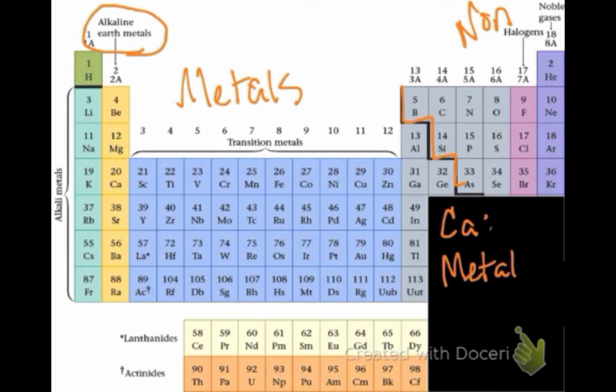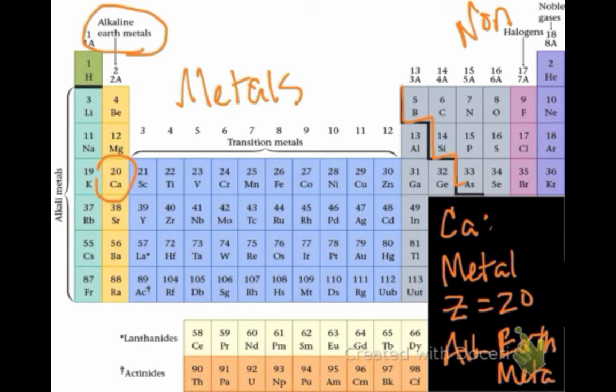Another thing we know about calcium is that its atomic number, or its Z number, is 20. And then specifically, we know that it's an alkaline earth metal. Knowing the properties of alkaline earth metals, we could say calcium is probably not going to be found in pure form in nature, and it's probably something that is pretty reactive.